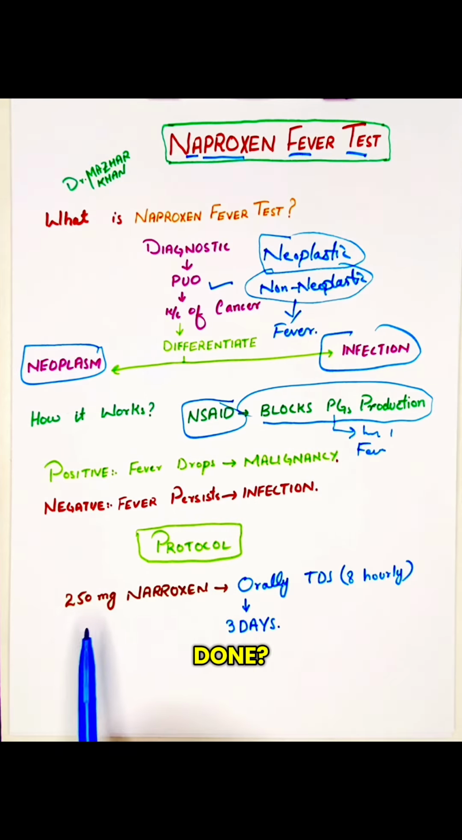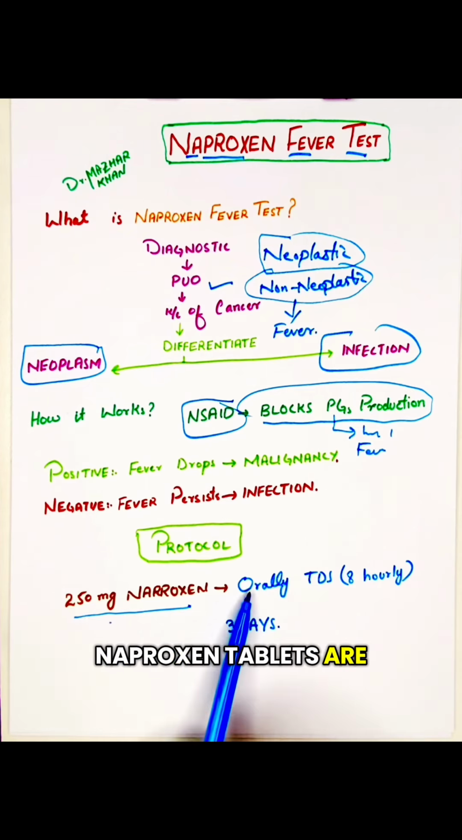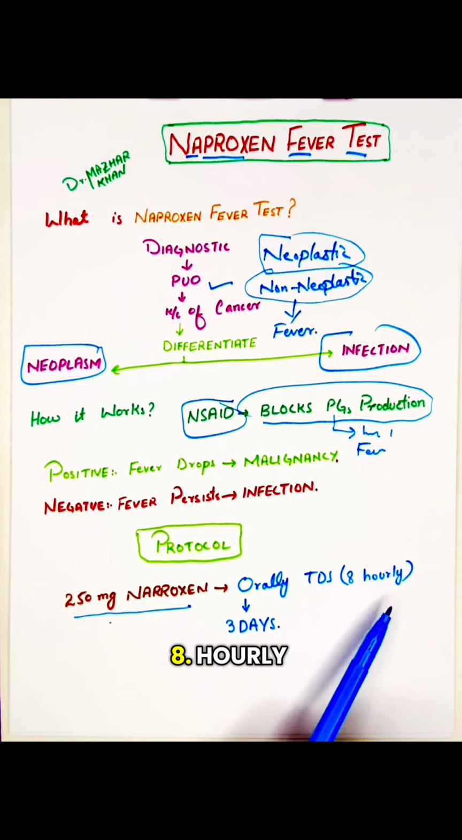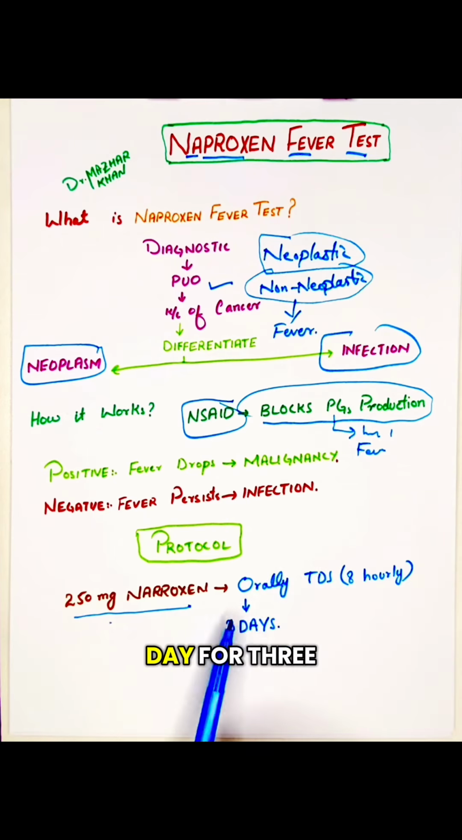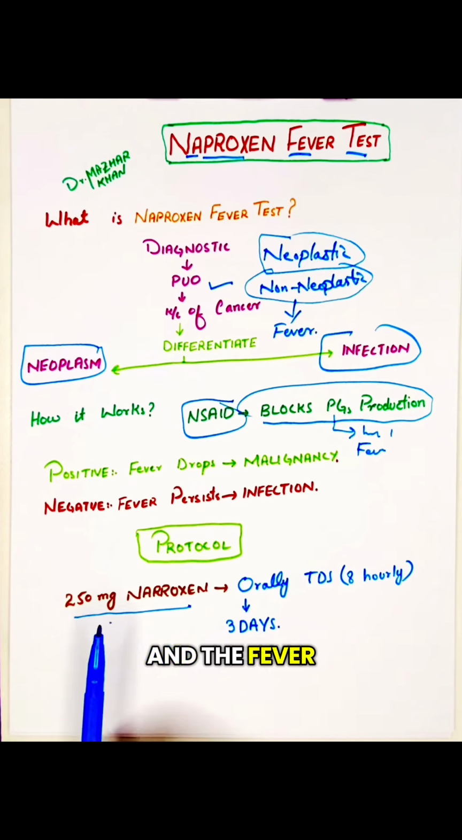So how is the test done? 250 mg of naproxen tablets are given orally, TDS, 8 hourly, 3 times a day for 3 days, and the fever is monitored.